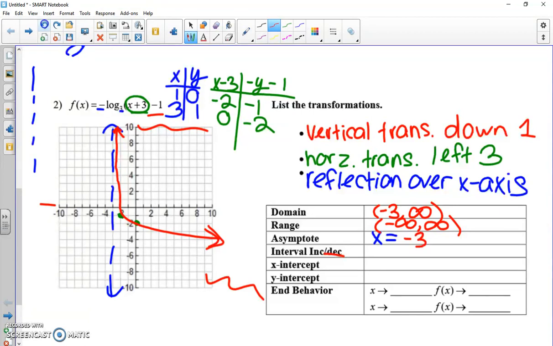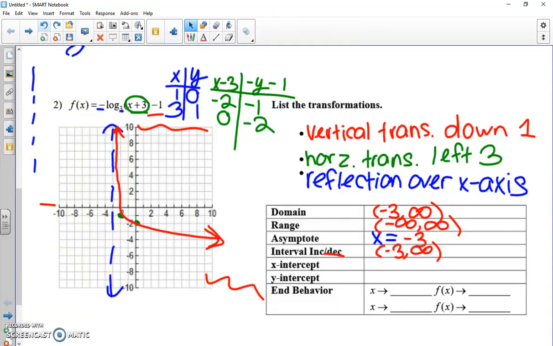This is decreasing, and remember, we use our x values for the interval of increase and decrease. And since this is always decreasing, we say over all the x values, which is just the same thing as the domain here. So -3 to infinity. All the x values, it's always decreasing.